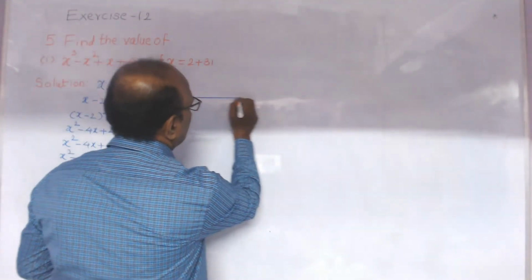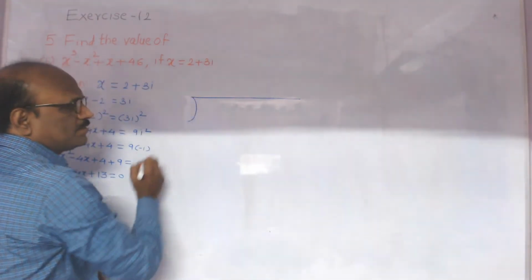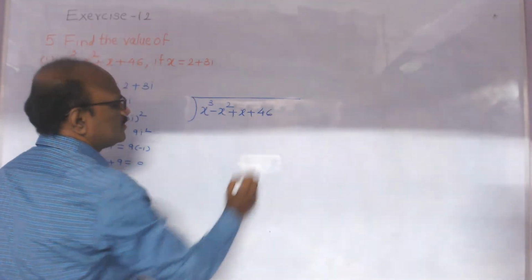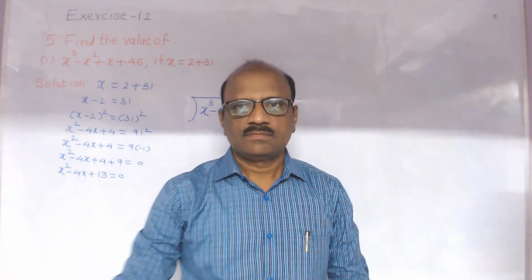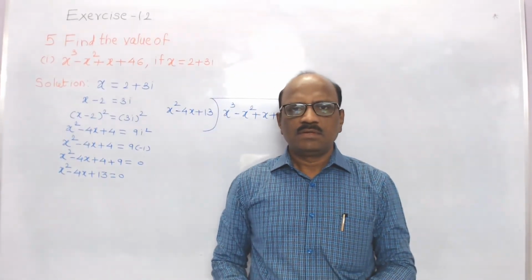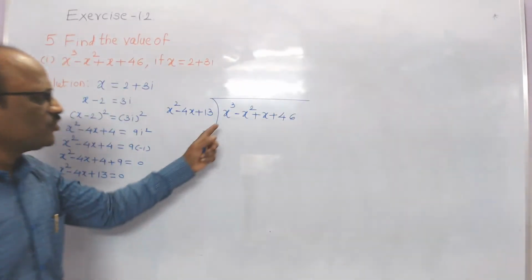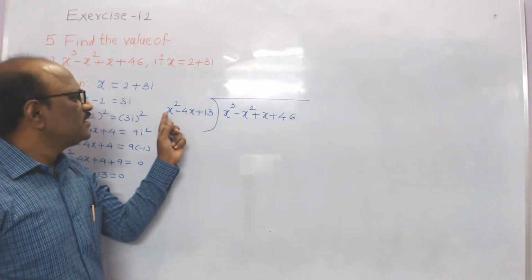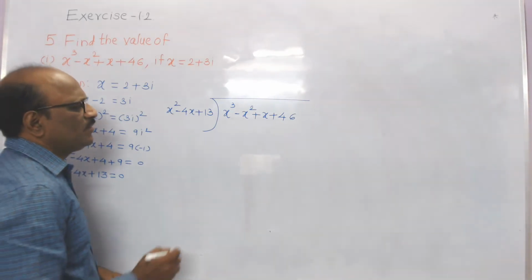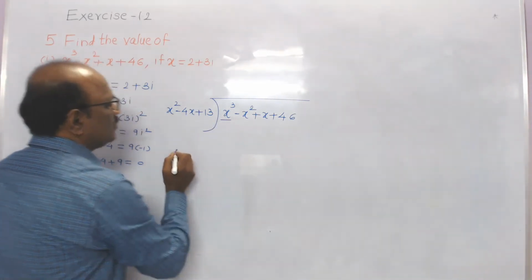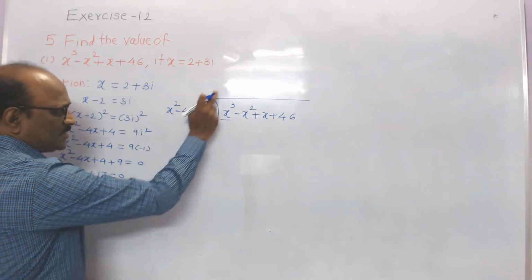Now we'll divide the polynomial x cube minus x square plus x plus 46 by the polynomial x square minus 4x plus 13 in a very traditional manner. Always consider what is your first term. First term is x cube. Then by which term do we multiply this x square to get x cube?